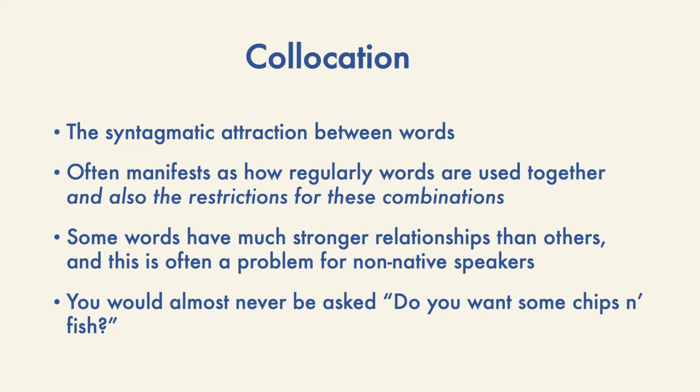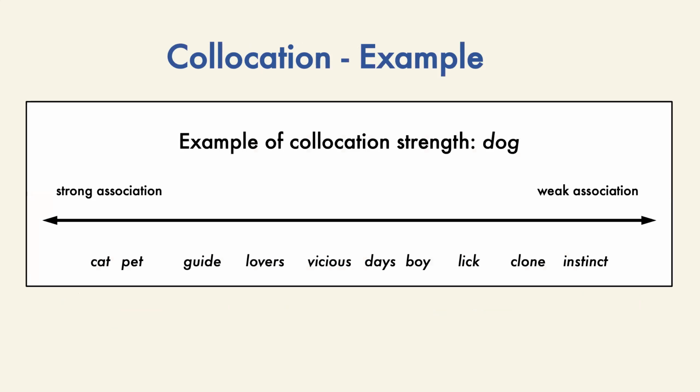And this can obviously be a problem for non-native speakers who haven't been taught these kind of things and these kind of relationships. So as an example of collocation for the word dog, if we looked up a database, cat is a very strong association with the word dog. You know, and as you move along to the right, there's still a relationship, it just becomes a weaker relationship.